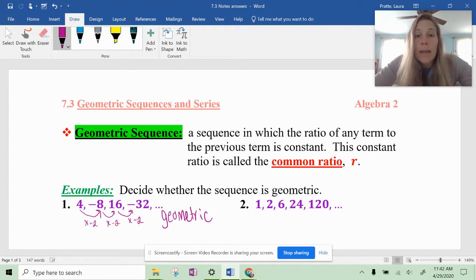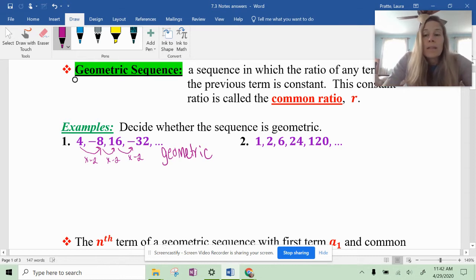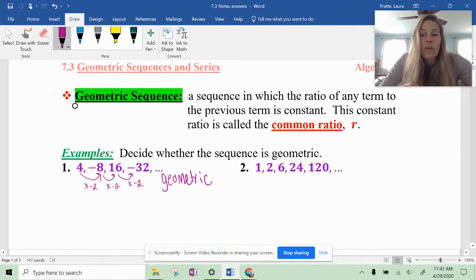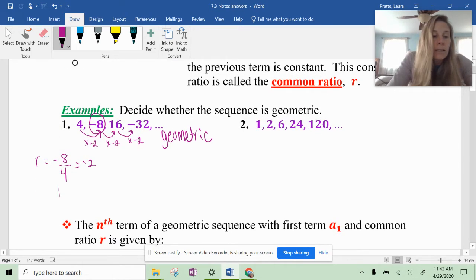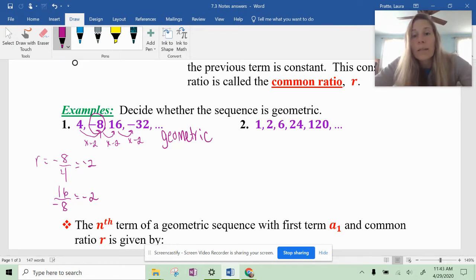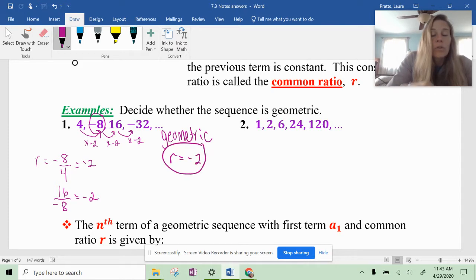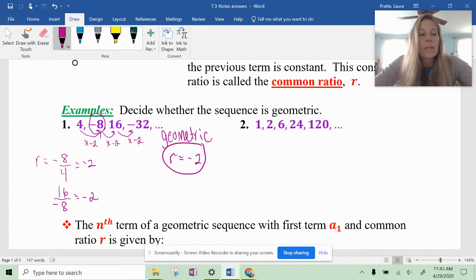Now, if you're trying to find that common ratio, that r value, they describe it as the ratio of any term to the previous term. So for example, to find r, you could take -8 and divide it by 4, and you would get -2. Or you could take 16 and divide it by -8, and you should still get -2. So that's what the common ratio is. In this problem, the common ratio is -2. But when you're looking at the sequence, it's really about what each number is getting multiplied by to get to the next number.